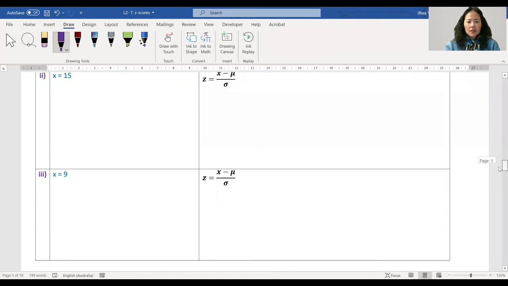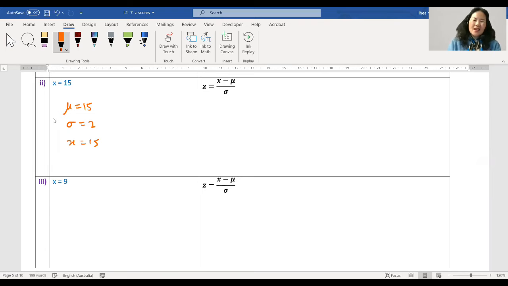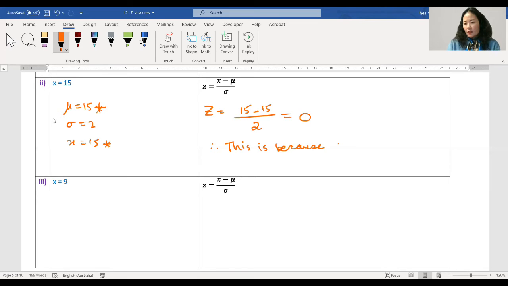X equals 15. My raw is 15. Aha, we can have a guess. Look at this, the mean is the same as the raw. So Z will be 0, wouldn't it? Okay, well, let's see. Z equals, obviously it is 0, because the raw mark and the mean are the same. So it doesn't really matter what standard deviation I have. It's going to be 0. This is because 15 is the mean.